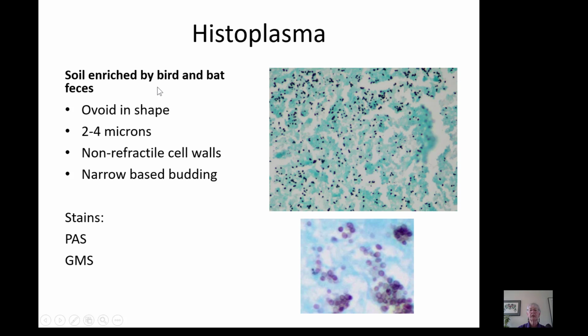Histoplasma is found in soil enriched by bird and bat feces. So if you're a cave hiker, then histoplasma is in your future. The organism tends to be ovoid in shape, as you can see here. It's quite small, 2 to 4 microns. And if you find it budding, the buds are narrow-based. Appropriate stains for the identification of histoplasma are periodic acid Schiff, or PAS stain, which identifies the mucoproteins in the wall, and the silver stain, Gomori methenamine silver. These are Gomori methenamine silver stained photomicrographs.